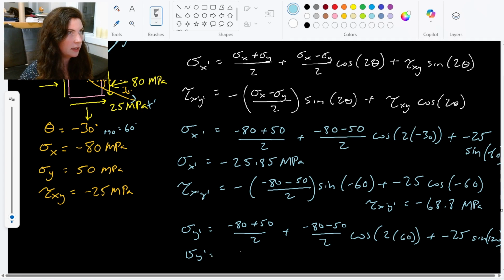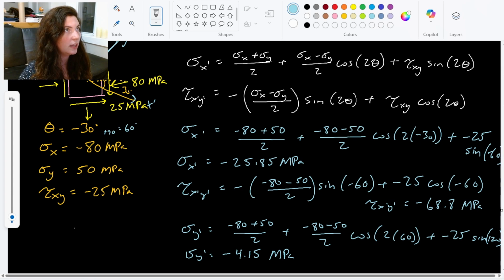Pop it all in the calculator, and we get negative 4.15 megapascals. Notice that this actually changed, right? Before, our sigma in the y direction was a positive 50, and now it is a negative 4.15 megapascals. So changing that orientation completely changed the sign, completely changed the magnitude, made a very, very different stress situation on our element.